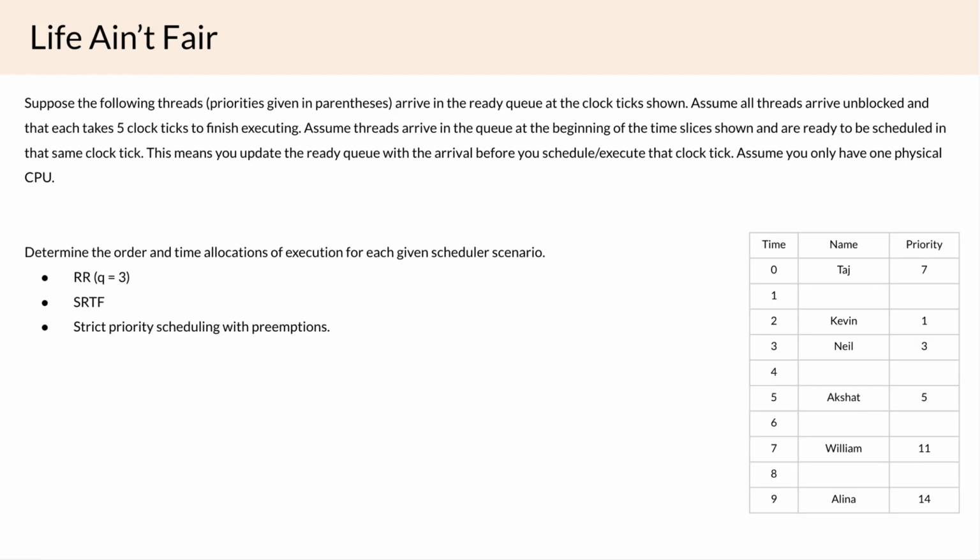Okay. Now we're going to go through an example. And so here we have a bunch of different threads that we name after people. So we have Taj, Kevin, Neil, etc. And we're going to assume that each thread takes 5 clock ticks to finish executing, so 5 time units. And we're going to deal with priority later on.